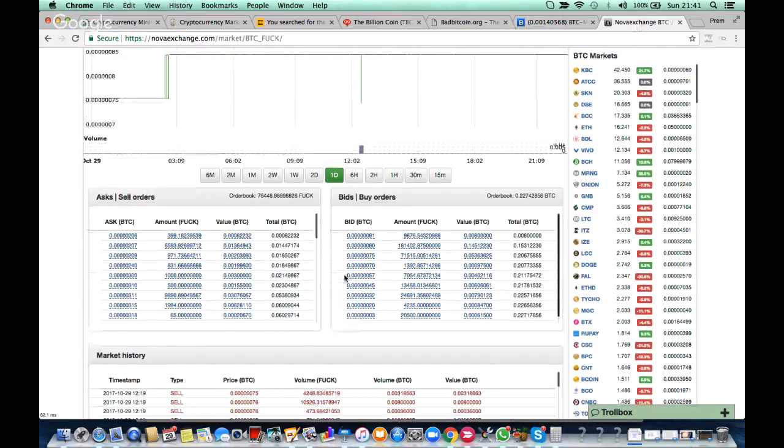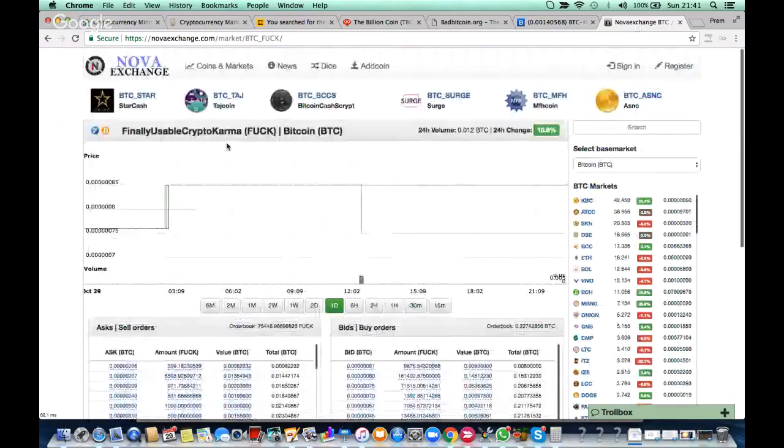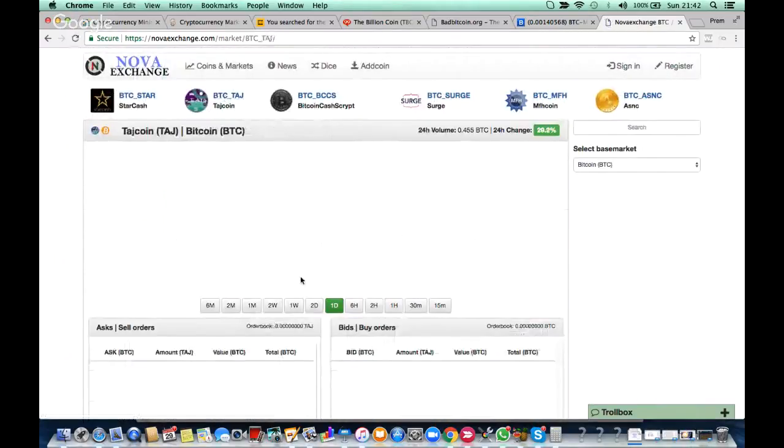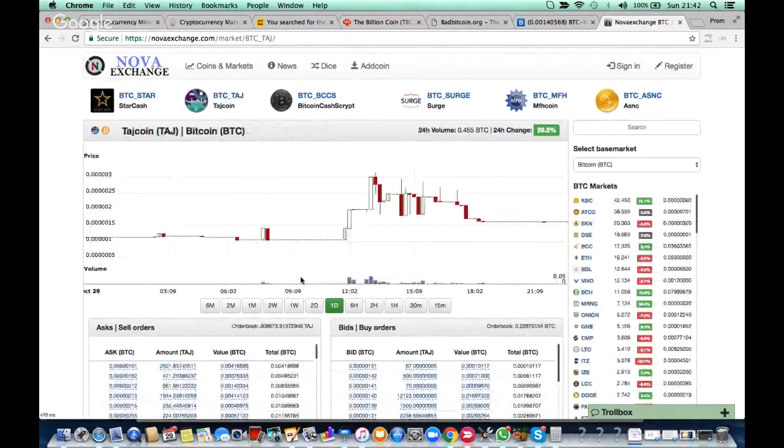On the other hand, Finally Usable Crypto Karma. What does that even mean? These are the people that make a fool of everybody else. Taj coin, a coin named after the Taj Mahal. Whoopie-doo.